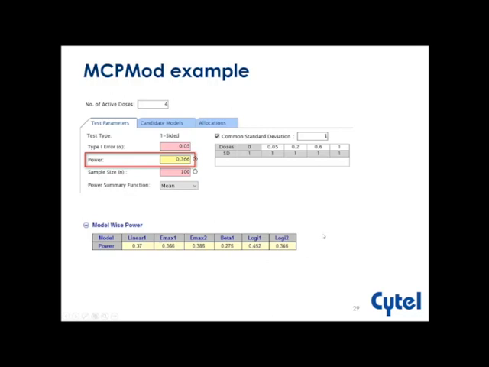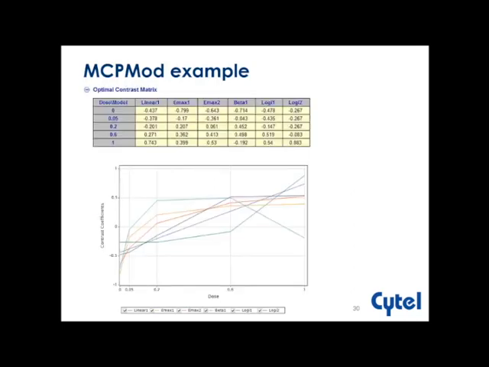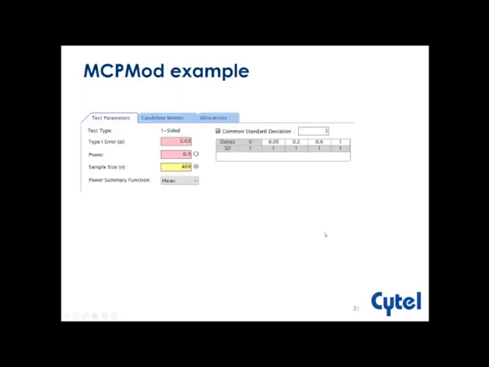Plenty of other outputs from this, but just to give an example, we can look at the optimal contrast that's computed for each model, shown either as a matrix like this or as a plot. And some other details.